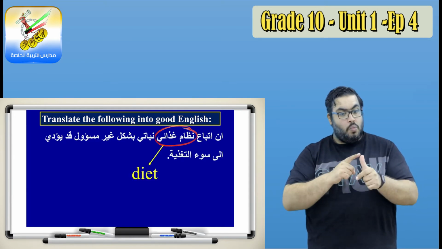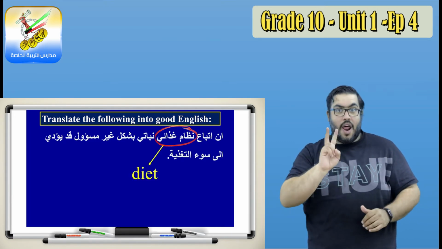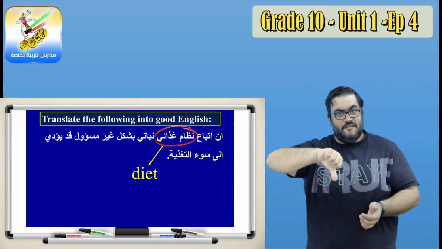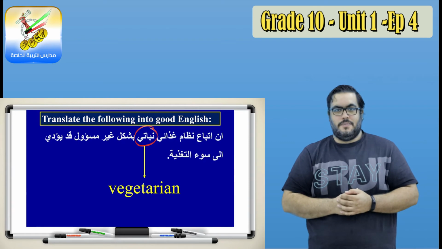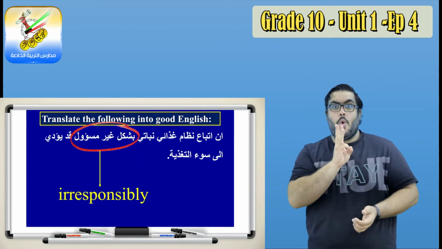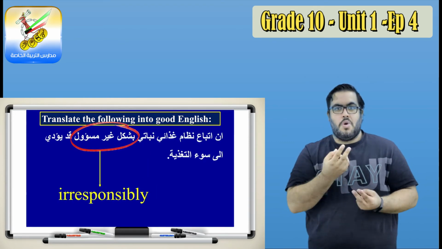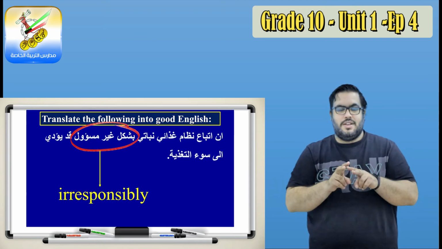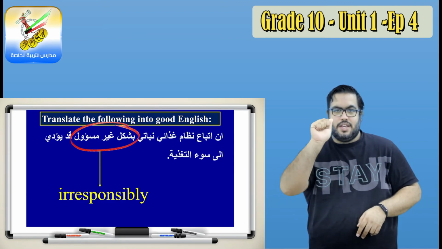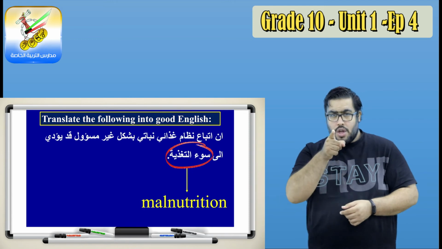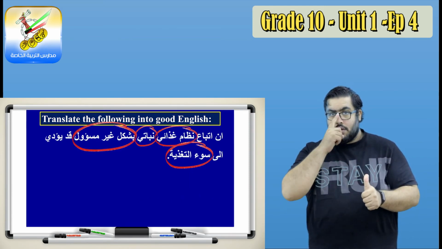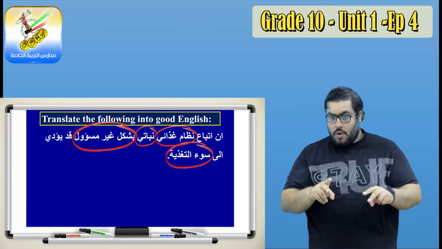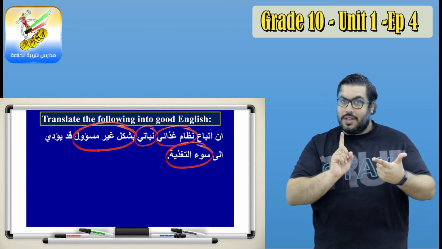We have the word نظام غذائي, and it means diet. Nabati means vegetarian. We took this vocabulary item. غير مسؤول, it means irresponsibly. Again, if you notice, these are vocabulary items we took in the previous episodes. The last one, سوء التغذية, it means malnutrition. So these are our keywords that could help us translate the meaning from Arabic into English.